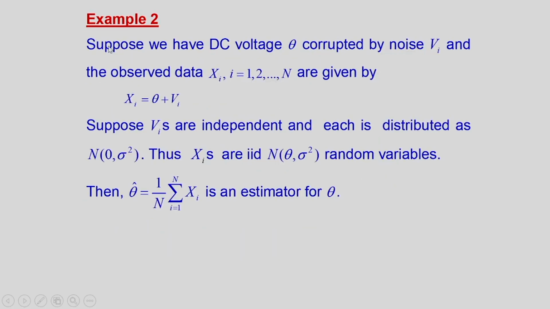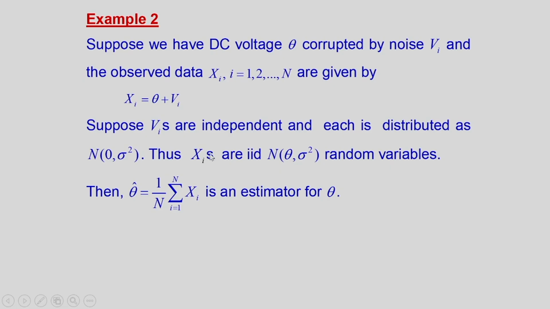Example 2, this is a practical example. Suppose we have a DC voltage theta corrupted by noise Vi, and the observed data xi, i equal to 1, 2 up to n, are given by xi is equal to theta plus Vi. Now we assume that Vi's are independent and each is distributed as normal 0, sigma square. It is 0 mean, sigma square is the variance.